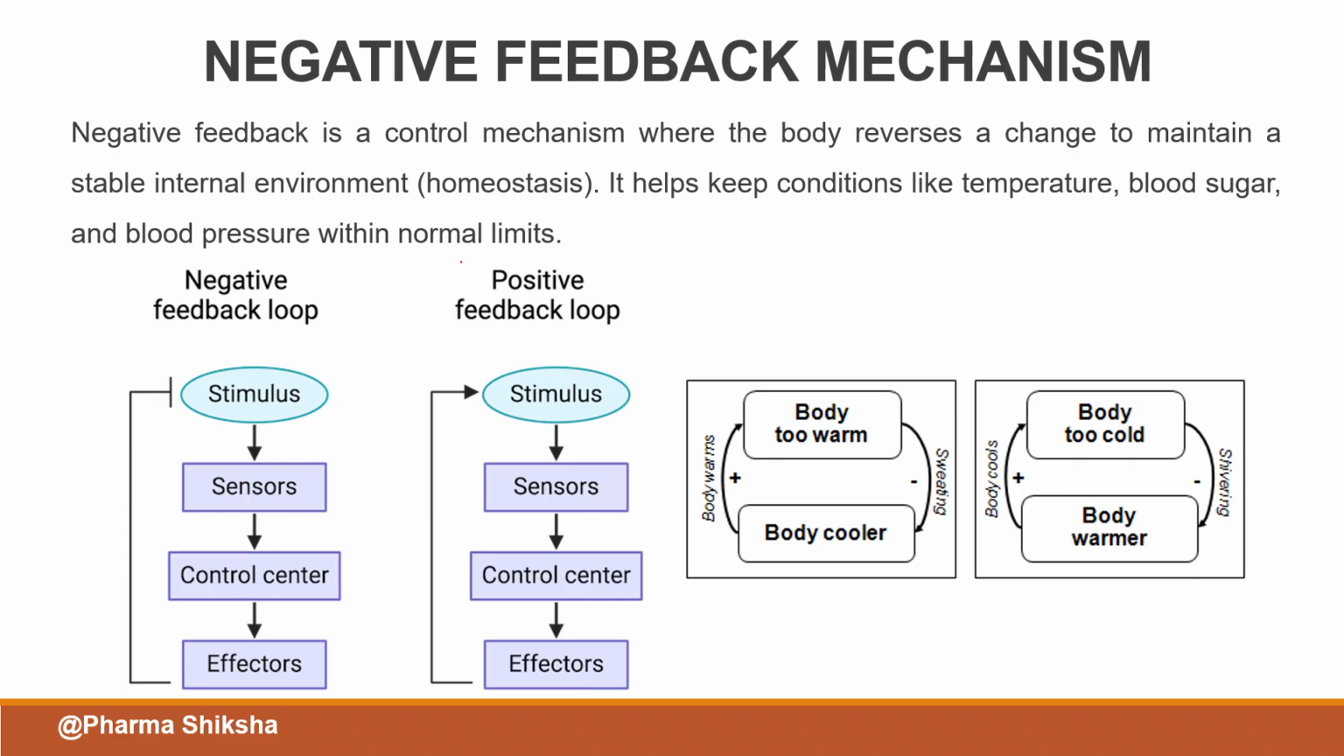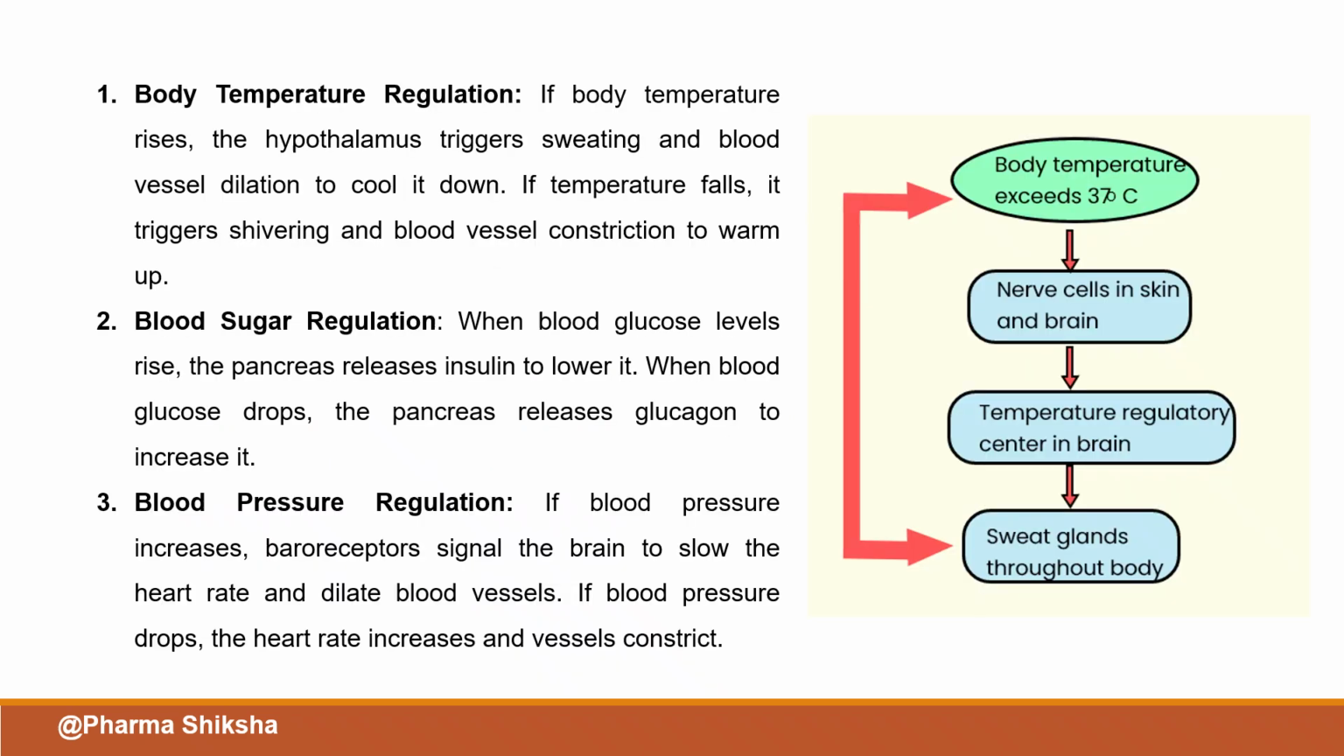Negative feedback is a control mechanism where the body reverses a change to maintain a stable internal environment. For example, maintaining temperature, blood sugar level, and blood pressure are examples of the negative feedback mechanism. Here we can see the body is too warm and so the body will start cooling down. We can see a few examples of the negative feedback mechanism. The first one is body temperature regulation, second blood sugar regulation, and the third one is blood pressure regulation.